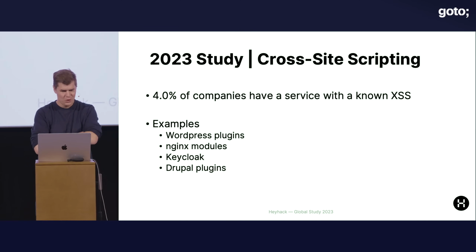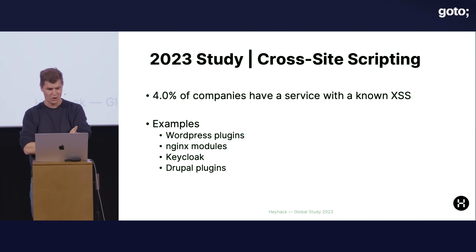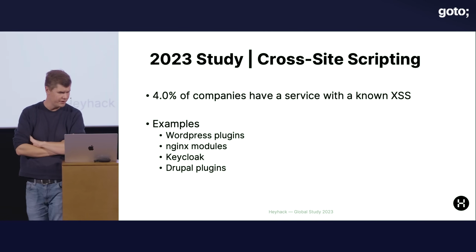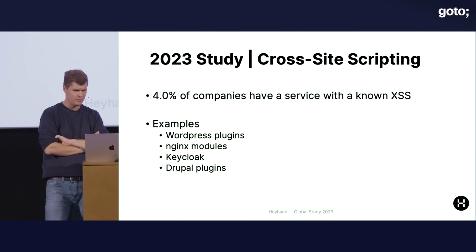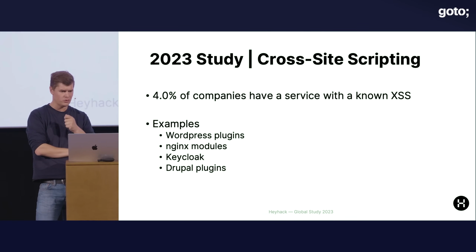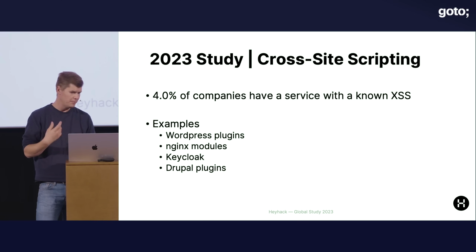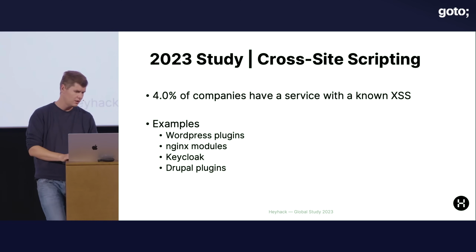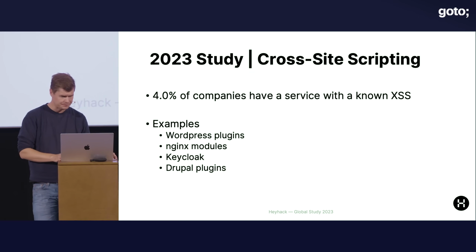Again, moving on to our good friend here, cross-site scripting, one of the biggest issues in web apps globally. We found that 4% of companies have a service with a known cross-site scripting issue here. I'm saying known because we're only looking for CVEs that cover cross-site scripting. So known servers that have a particular CVE where cross-site scripting is present. That might be a WordPress plugin or a module to Nginx. Keycloak is an open source identity provider. It has a problem with cross-site scripting before version 8. There might also be Drupal plugins and so on.